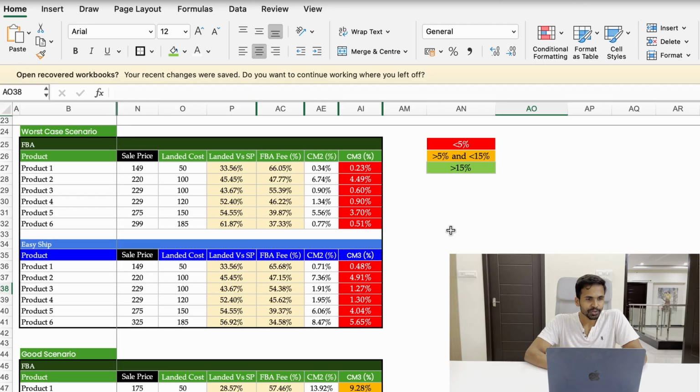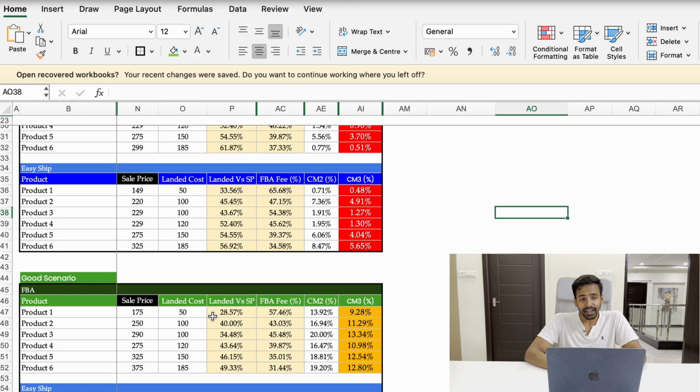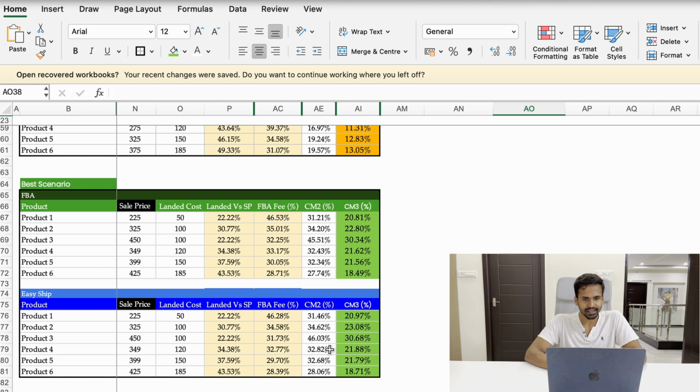In this spreadsheet, you see three sections. The first section is your worst case scenario, the second section is your good case scenario, and the third section is your best case scenario. Ideally, we always look forward to having the best case scenario, but sometimes it doesn't work that way.